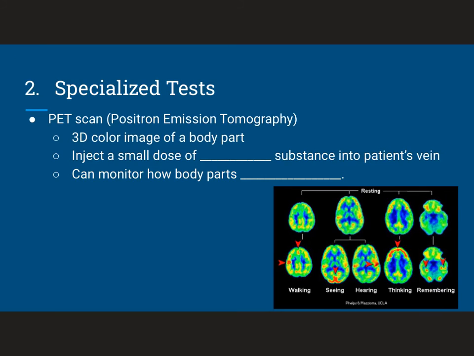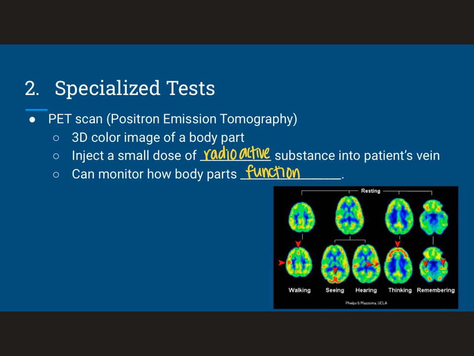Another test is going to be the PET scan. Unlike the other two tests, this one is going to have the images using 3D colors. And as you can see in the picture on the right side, you have more than just black and white or gray. It's going to have yellow, blue, red, and so forth. In order to take the clear image, you'll have a small injection of radioactive substance into the veins, and it can monitor how body parts function.